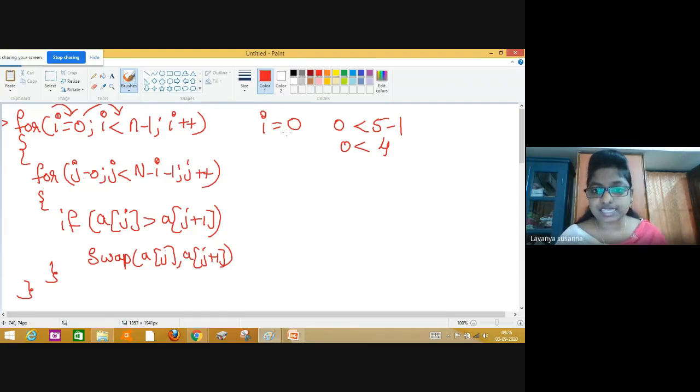See, in the previous example, how many elements are there? n equal to 5 elements. So n equal to 5. 0 less than 5 minus 1, 0 less than 4. True, right? When this condition is true, in the outer for loop, control goes to the inner for loop. Now j equal to 0. See, now j equal to 0 will be executed.